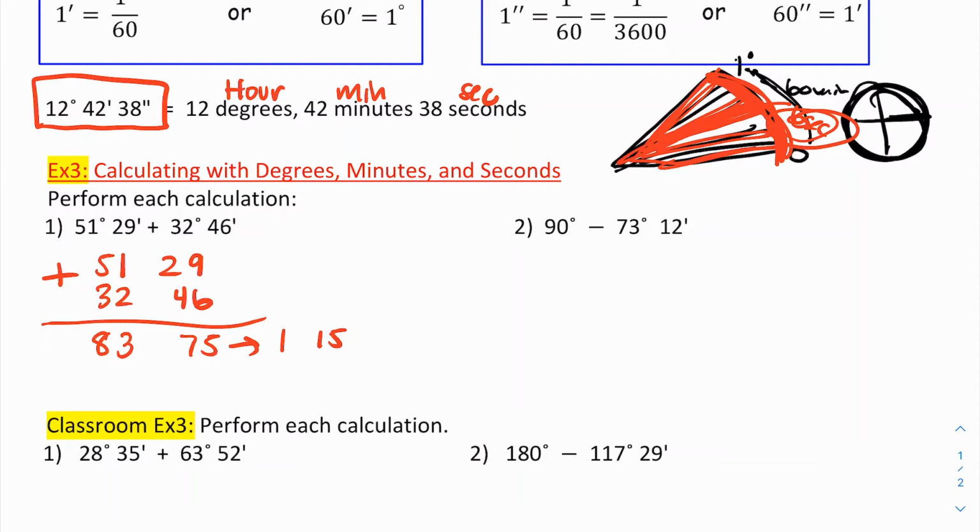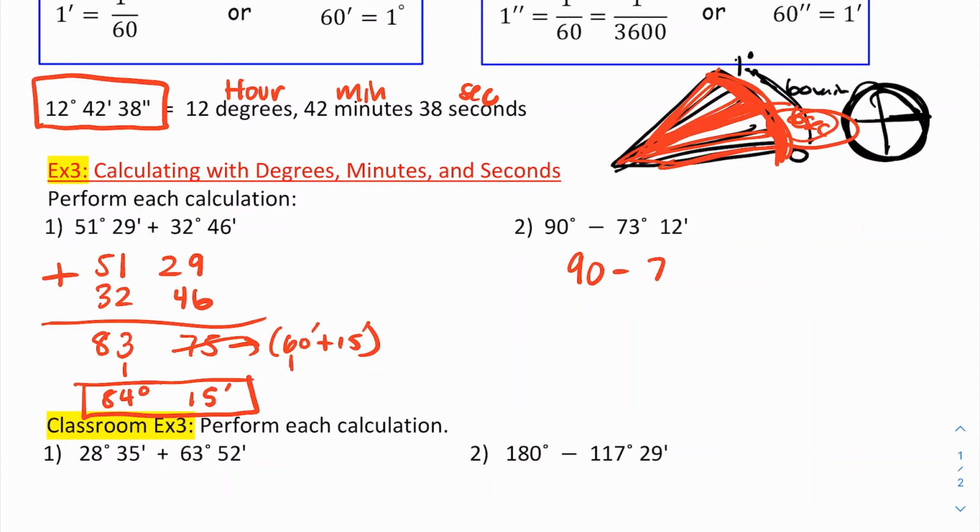Let me write it this way. It might be easier for you to see. This 75 minutes is 60 plus 15 minutes. These little dashes stand for minutes, and this is 1 hour, which is the same thing as 1 degree. So we're going to add 1 here. So we're going to have 84, and we're going to have 15. So 84 degrees and 15 minutes. For the next one, we have 90 minus 73:12.